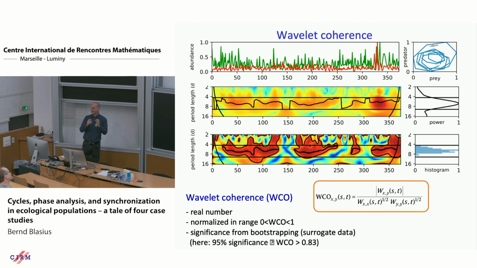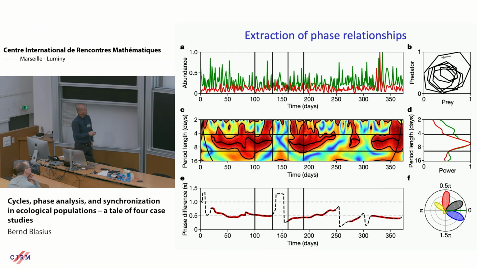Because the frequency of oscillation is not constant in time, we always have to look at which frequency we want to take the phase difference. And you shouldn't take it in these regimes because there we don't have a phase difference. And so we can now get the phase difference between predator and prey, of course only in the regions where they cycle coherently.